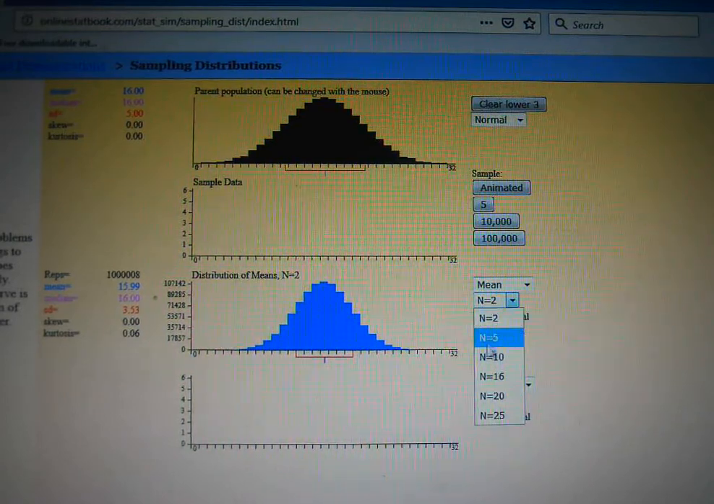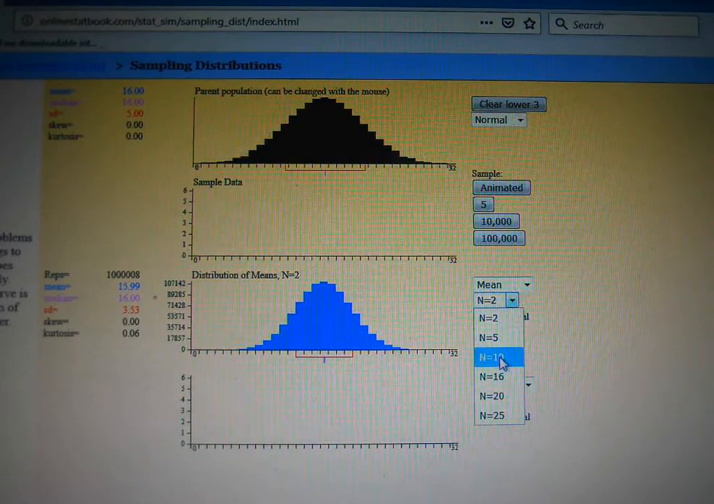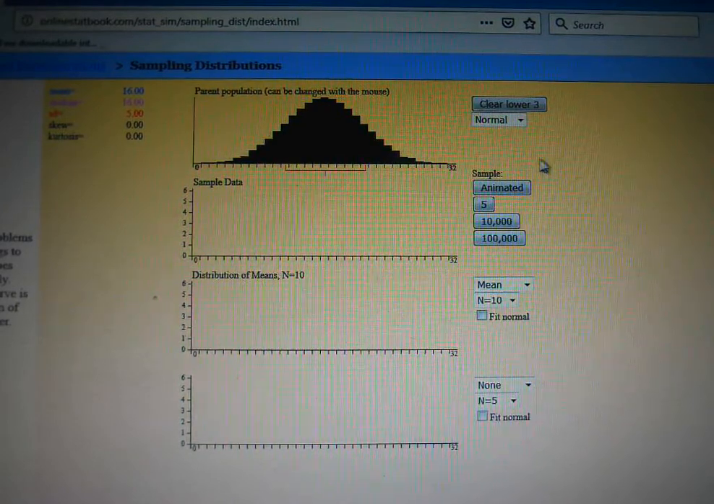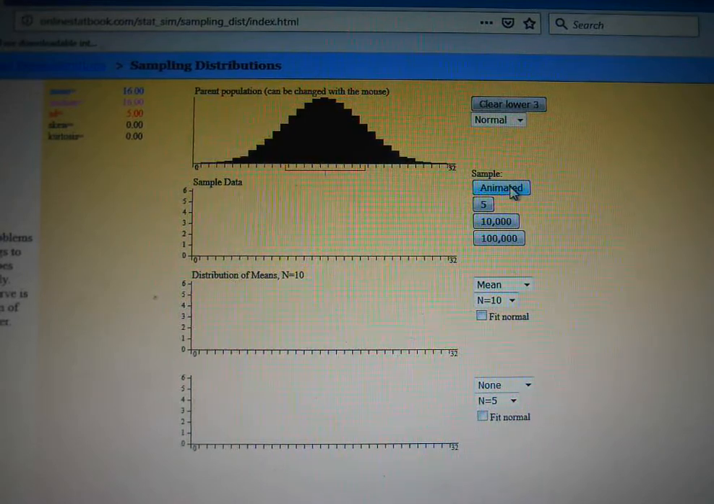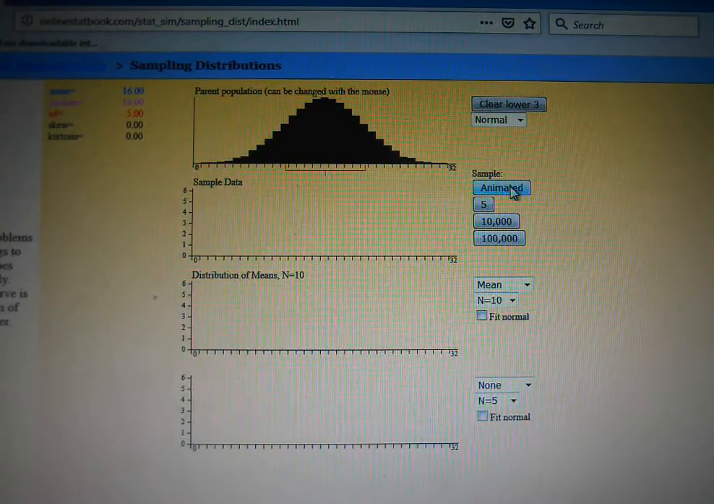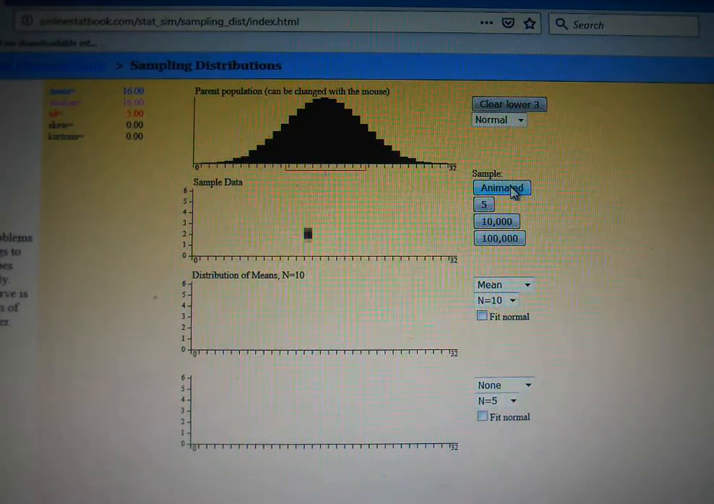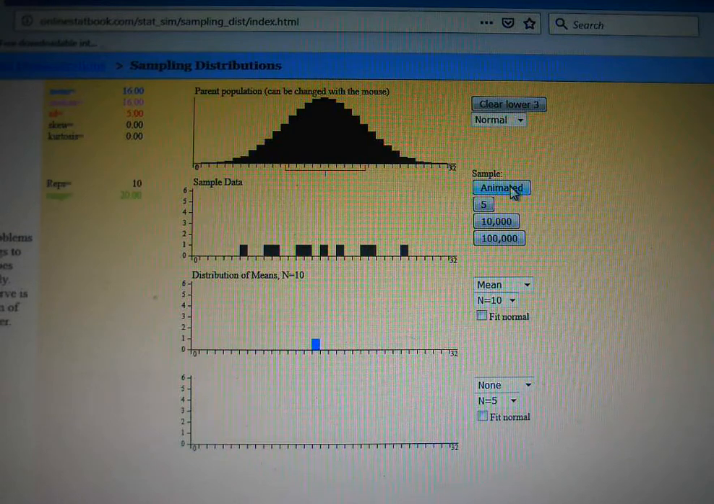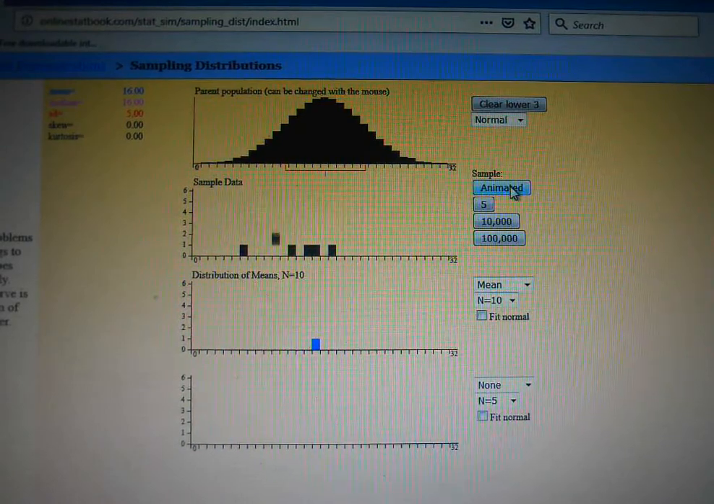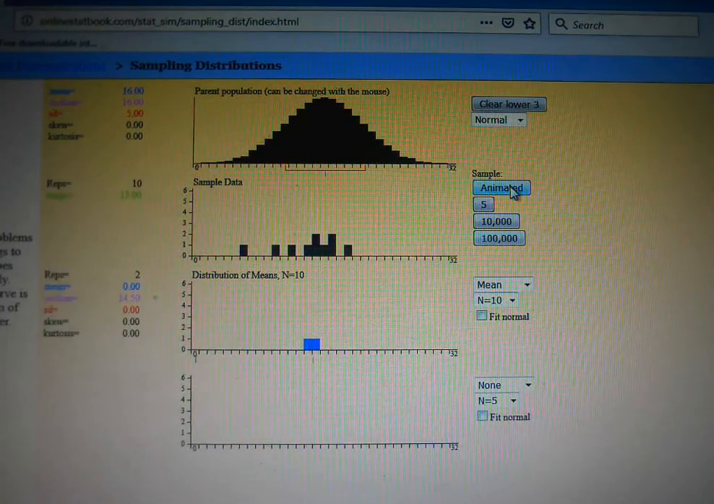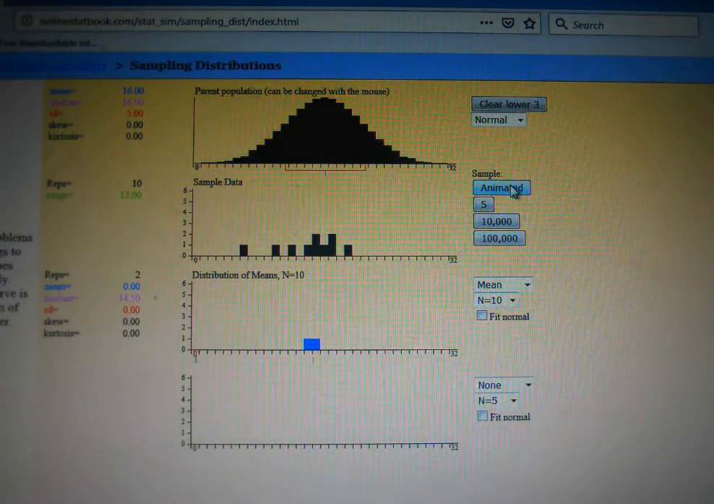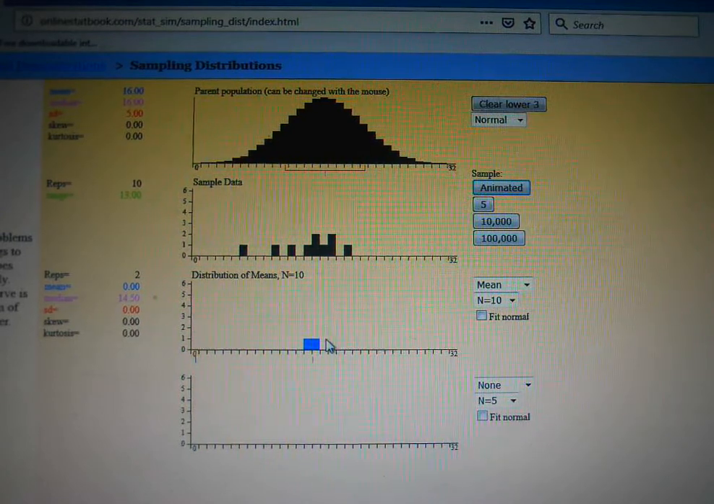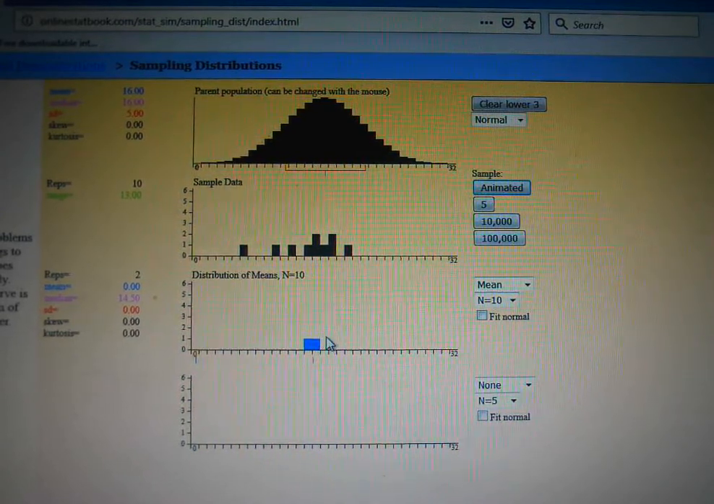If I kick up the sample size to, let's say, 10, now if I animate, think about what's going to happen. Now instead of taking samples of size 2 and calculating the sample mean, it's going to take 10 values out of that parent population and calculate the sample mean of those 10. Okay, so every time I choose to animate, it's going to choose 10 out of that parent population and calculate the sample mean. Okay, and again, it's going to take many repetitions in order to get a shape down here for this sampling distribution of sample means.